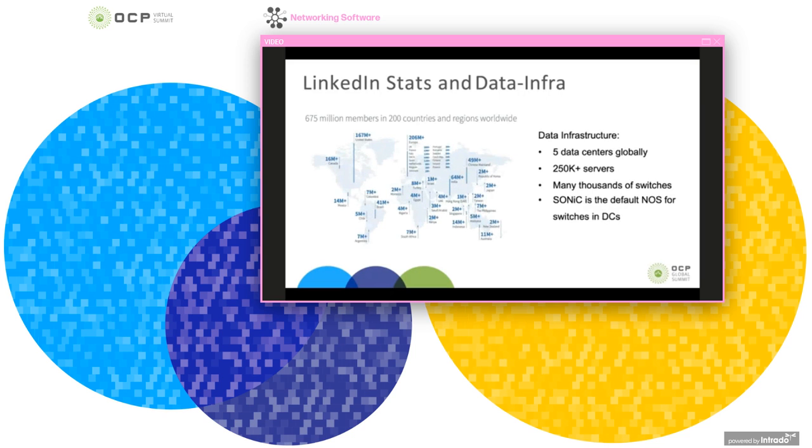Before we get into the details of those experiences, just a few words about LinkedIn. I think we have close to 700 million members today, and we have 5 data centers globally, 250k servers, and many thousands of switches. SONiC is the default network OS for the switches in the data center.